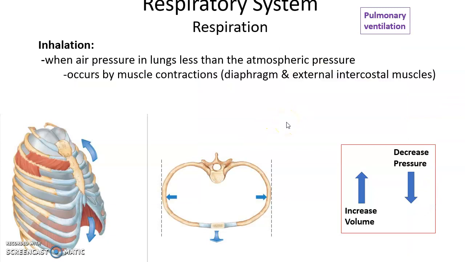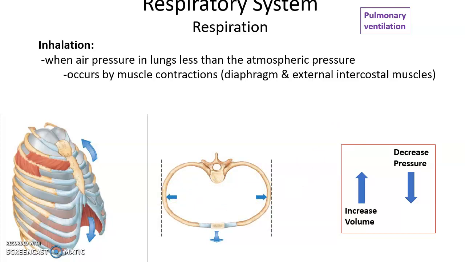Respiration. Respiration, as we know, involves inhalation and exhalation, breathing in and breathing out, which is collectively known as pulmonary ventilation. To breathe in, the air pressure in the lungs needs to be less than the air pressure in the atmosphere. This occurs by the contraction of muscles. When the diaphragm contracts, it pulls down on the lungs, expanding the lungs inferiorly. When the external intercostal muscles between the ribs contract, they pull the rib cage out, stretching the lungs out. This stretching of the lungs will increase their volume.